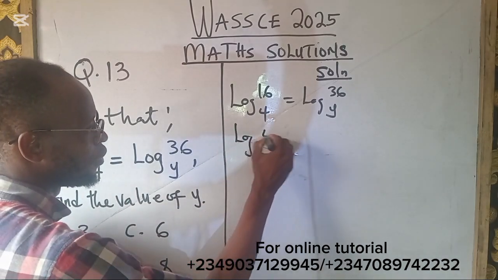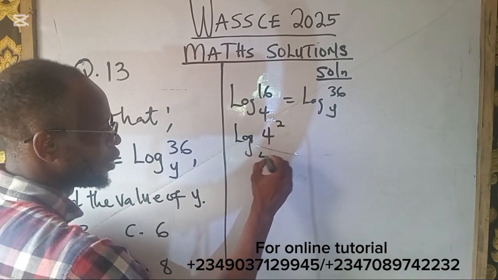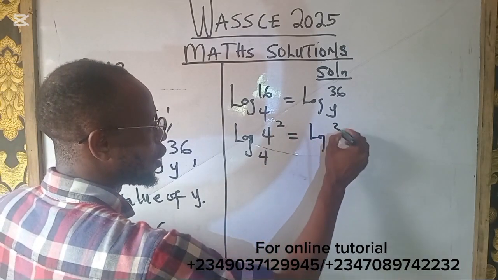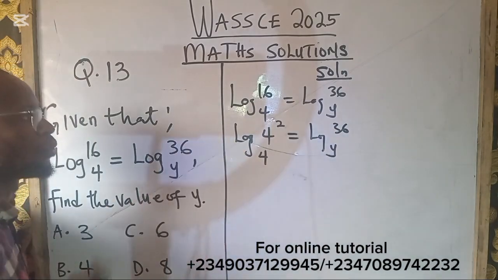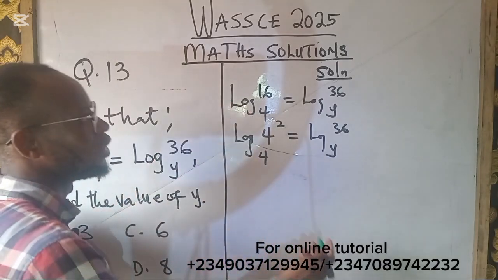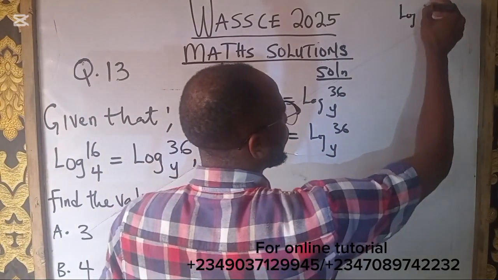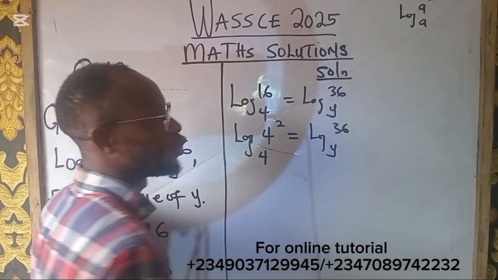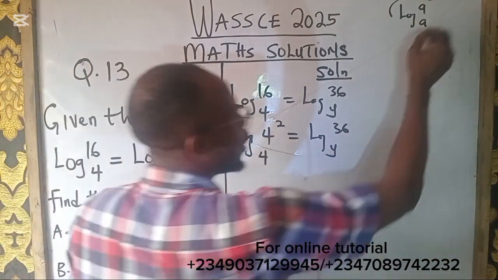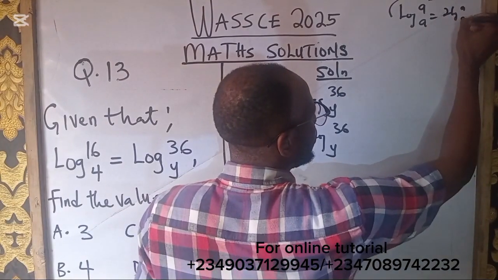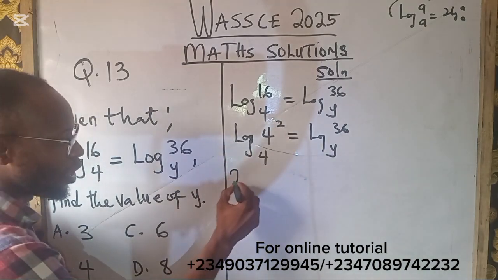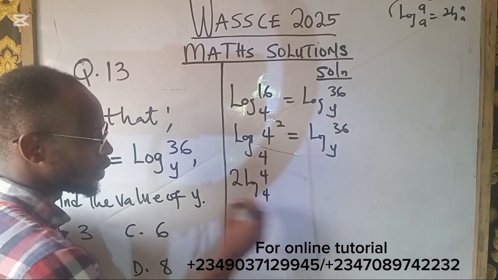Log 4 raised to power 2, can you see that? In base 4. Then you still write this back, log 36 in base y. Don't tamper with that. So look at what we have now. This is a power law of what? Logarithm, which means when you have something raised to the power of 2, you can move this 2 to the front of this log, to have something like 2 log a in base a. So I'm going to apply the same principle here. I will move this 2 here. I will have 2 log 4 in base 4.